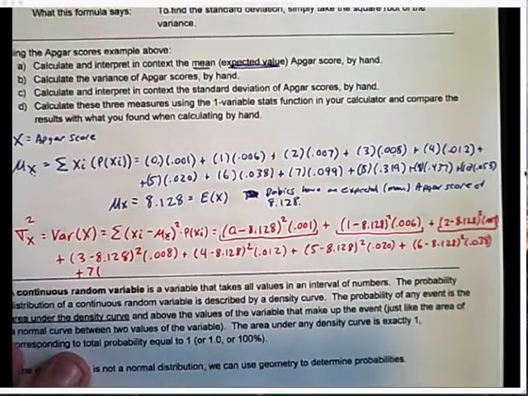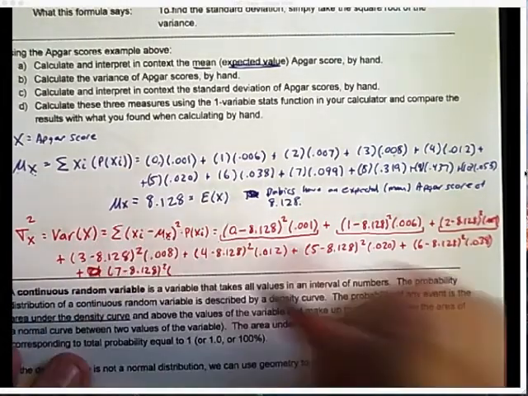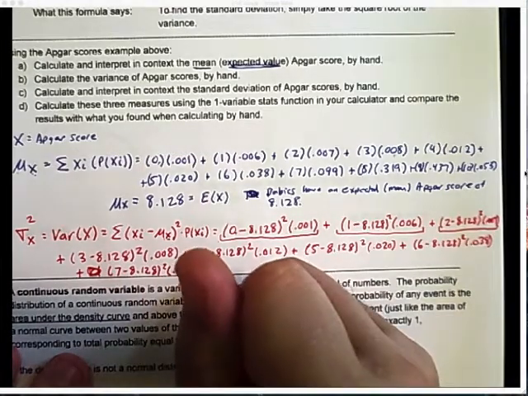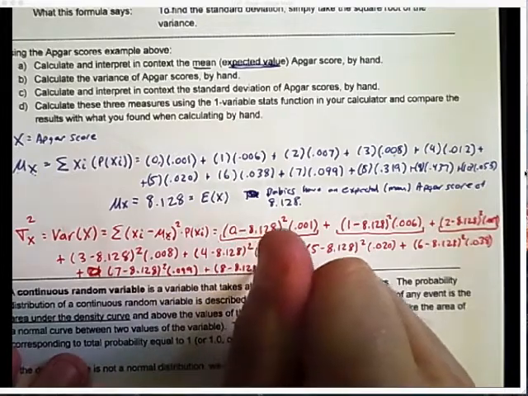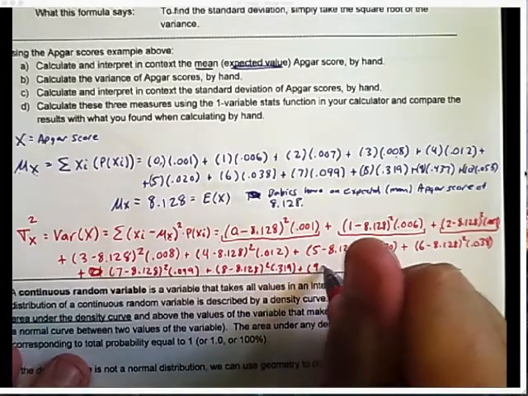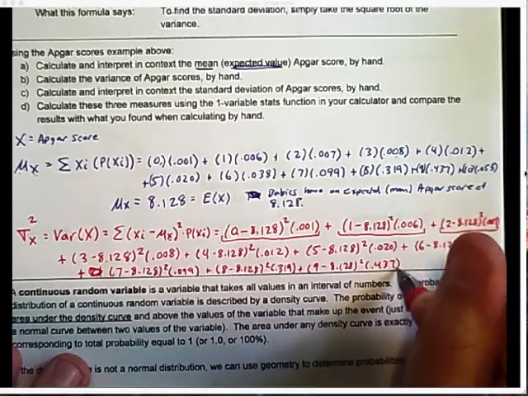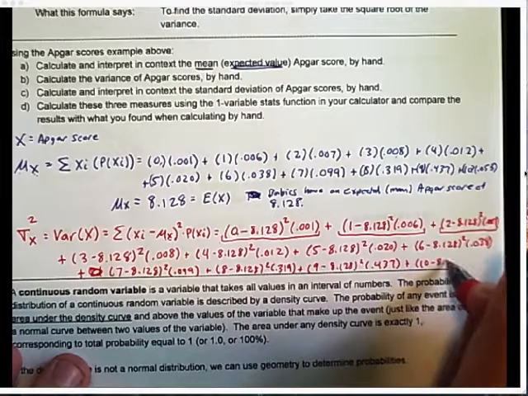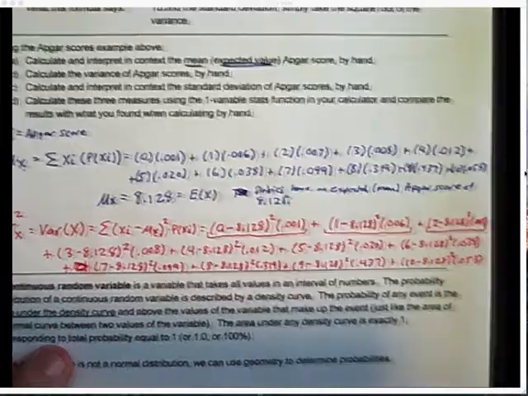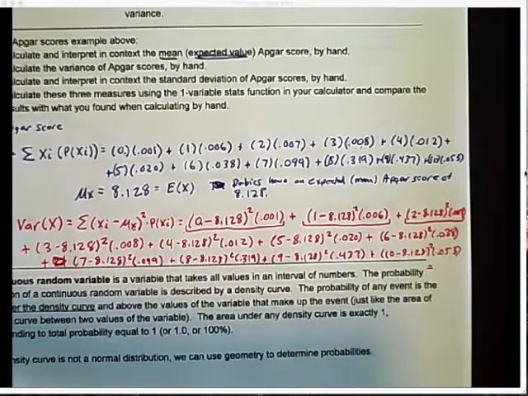plus 6 minus 8.128 squared times 0.038 plus 7 minus 8.128 squared times 0.099 plus 8 minus 8.128 squared times 0.319 plus 9 minus 8.128 squared times 0.437 plus 10 minus 8.128 squared times 0.053. All right, so it's a long string. So take a few minutes and let's go ahead and do that in our calculators.